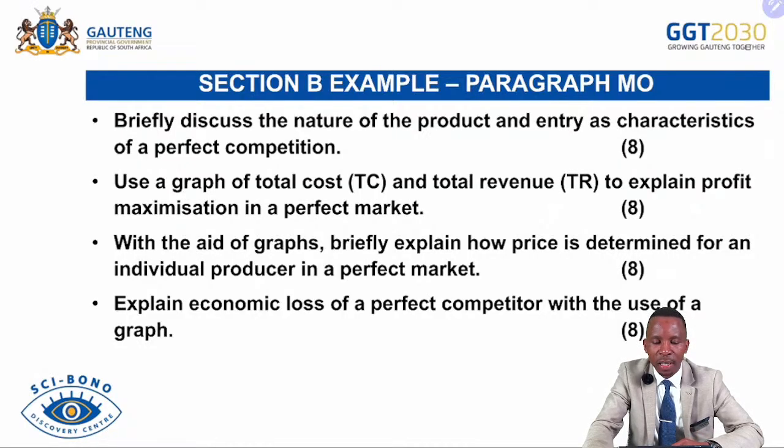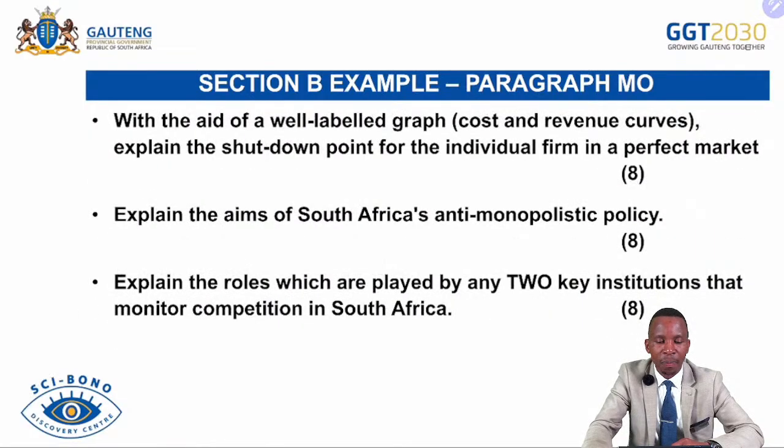With the aid of graphs, briefly explain how price is determined for an individual producer in the perfect market. That's a price determination process. Explain the economic laws of a perfect competitor with the use of a graph. That's why you have to draw the graph indicating economic laws for the firm under the perfect market. And then we continue with the aid of well-labeled graph, cost and revenues curves. Explain the shutdown point for the individual firm under the perfect market. Then this is when you draw the shutdown point for the firm under the perfect market.